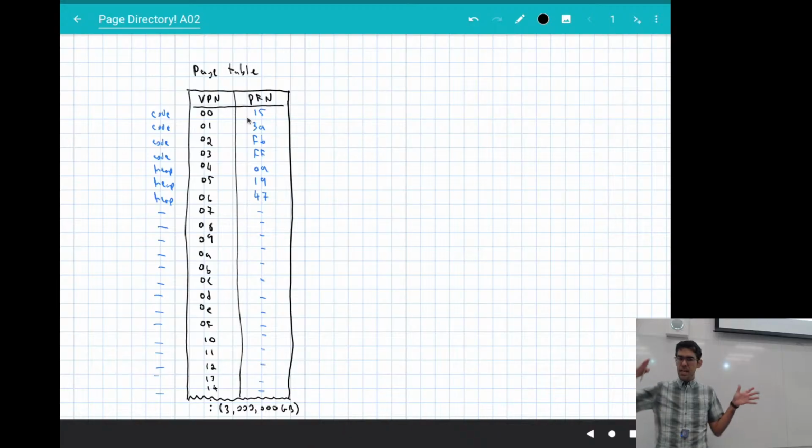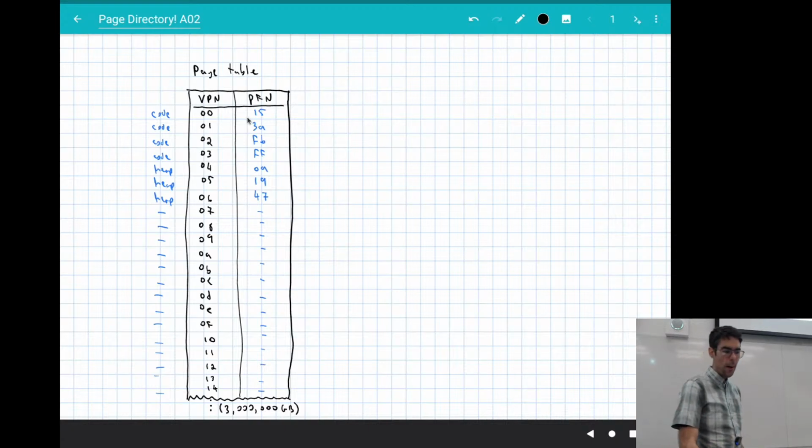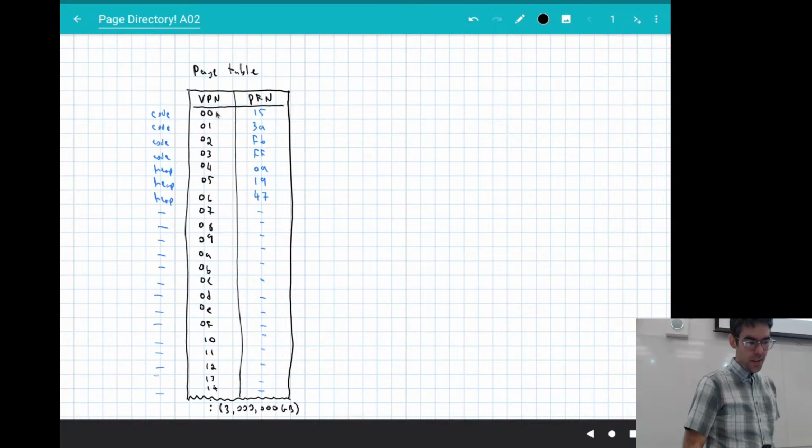We don't have to see any more of our virtual address space layout, and we don't have to see physical memory anymore to think about partitioning our page table itself. The key thing that we need to know about our page table is that we've got this giant chunk of internal fragmentation here in the middle.